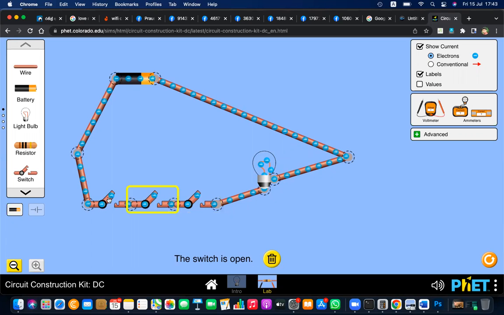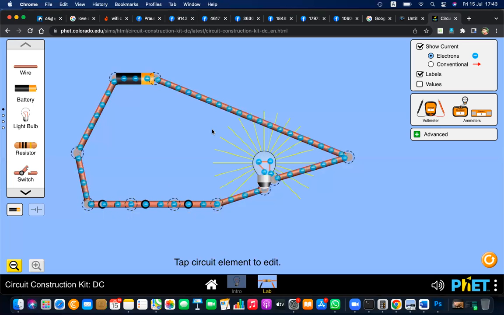Then this only, still turn off. This and this, still turn off. Then this and this, still turn off. Only when 1, 2, 3, all are 1. So that is the logic behavior. That is called AND behavior.